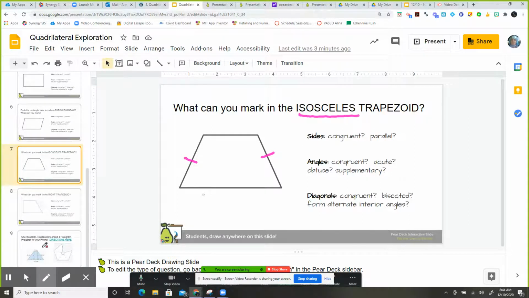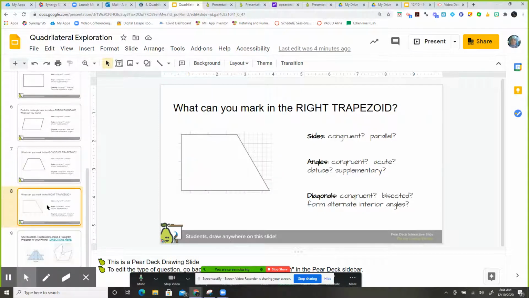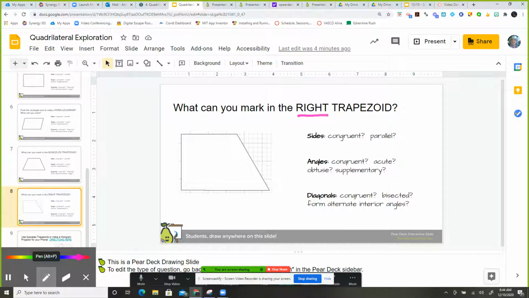Okay. And then for the right trapezoid, it's called a right trapezoid because we've got two right angles, a right angle on the top and a right angle on the bottom in this case. I want you to tell me what you see after you build your shape, what else you know about the sides, the angles, and the diagonals. Okay, questions on that? So the two trapezoids for homework tonight.